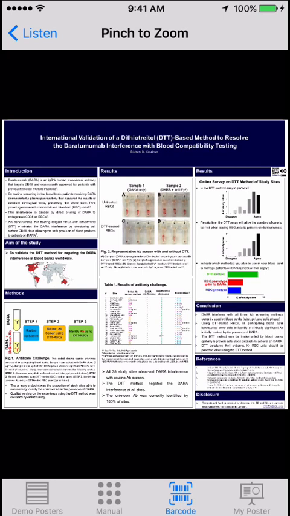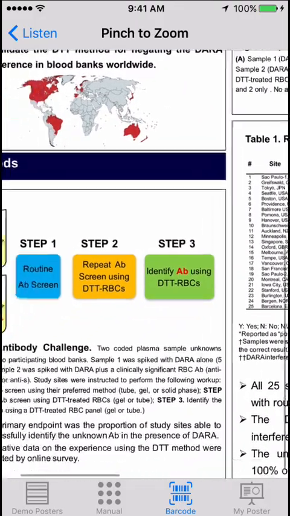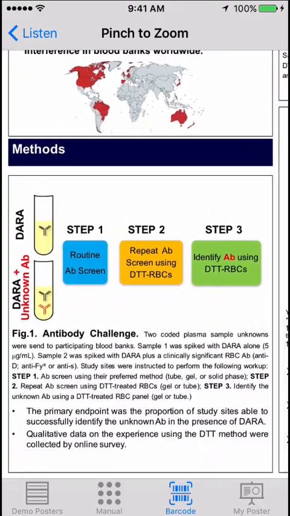Look at Figure 1, located in the bottom left-hand corner under Methods. This figure is entitled Antibody Challenge. Each of 25 participating blood banks was sent 2 unknown plasma samples. Sample 1, top, was spiked with DARA only. Sample 2, bottom, was spiked with DARA plus an unknown alloantibody.